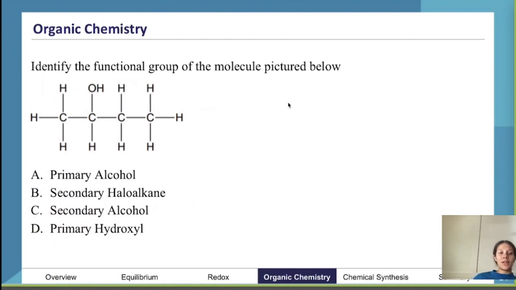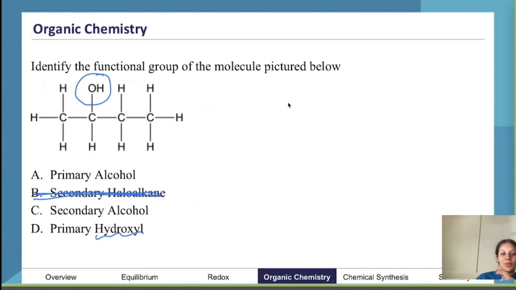Now here we want to identify the functional group of the molecule. Our functional group is this hydroxyl group here. That's what's special about this molecule. And then we want to think about, is it a primary or a secondary? So we can exclude that. And this is technically a hydroxyl group, so we can maybe not cross out that option just yet. But let's figure out if it's primary or secondary.